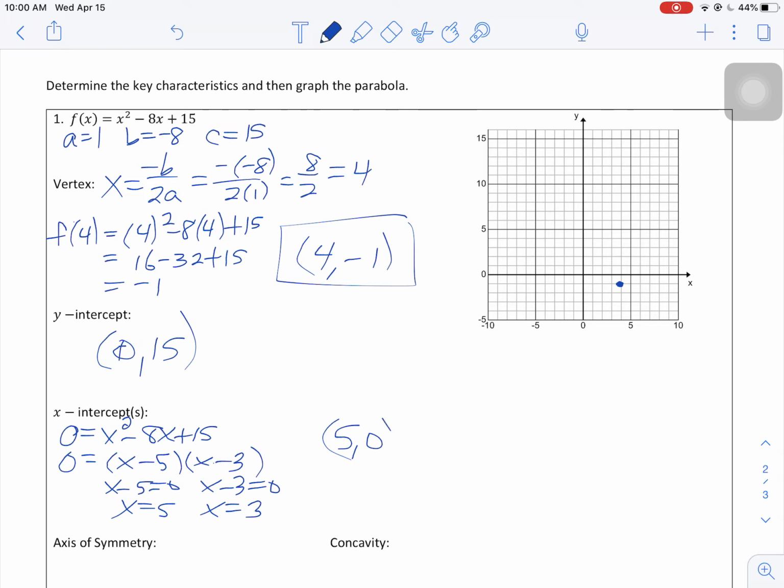And we do want to write our answers as ordered pairs. So 5, comma 0 and 3, comma 0. And then let's plot those on our graph. So 5, 0 and 3, 0.